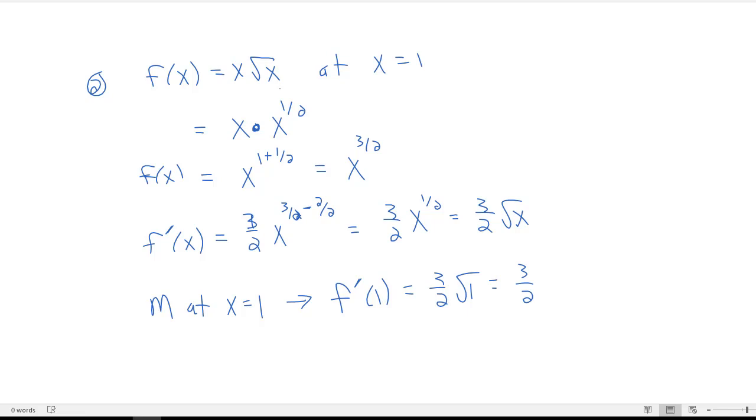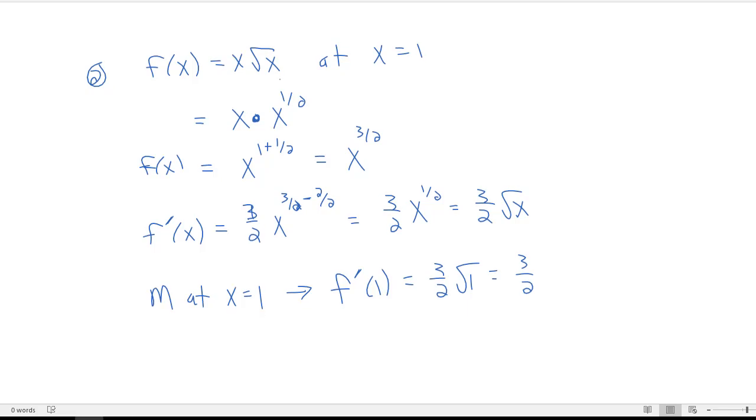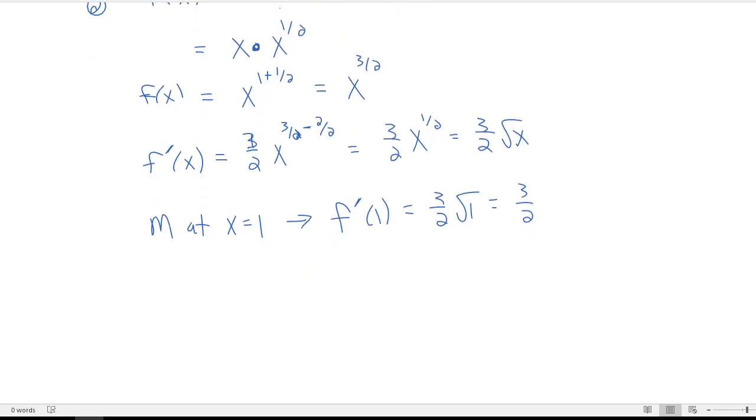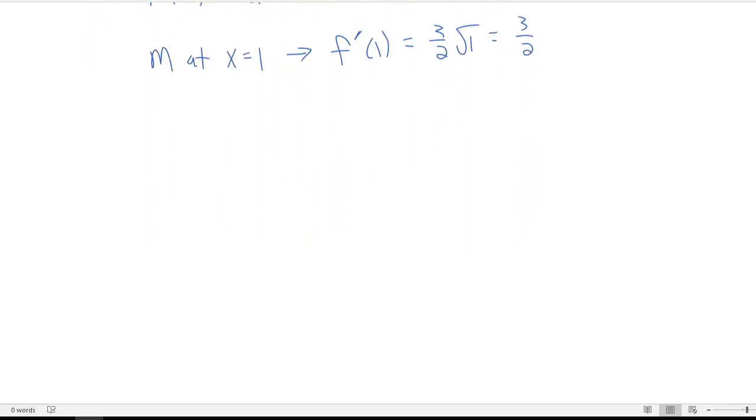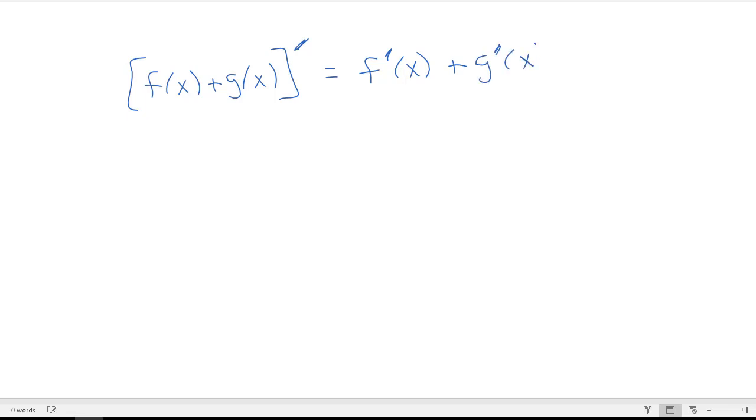Okay, so a couple other things we would typically see in a section like this would introduce the idea of what we call the sum or difference rules. The sum rule would look something like this. If I have the sum of two functions and I'm taking their derivative, I'm going to use the lazy prime notation. What I can do is take the derivative of each individual function and add those together.